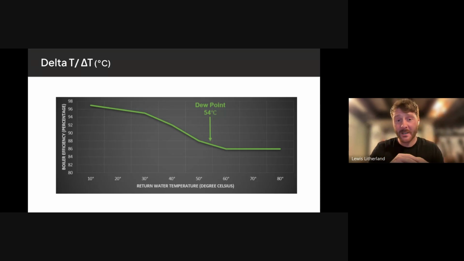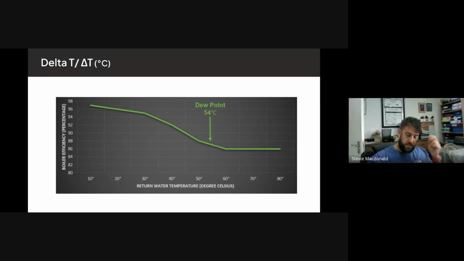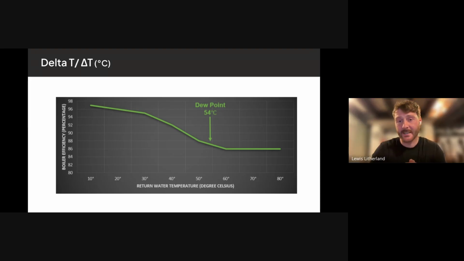Stevie, do you want to jump in there, mate? Yeah, obviously you've got to pay attention to your radiator sizes as well, though, because the lower your mean water temperature, then you're going to end up with massive radiators. Exactly. Great point, mate. And again, once we get into the radiator one, this all comes into play as well. But yeah, Steve is completely right there.